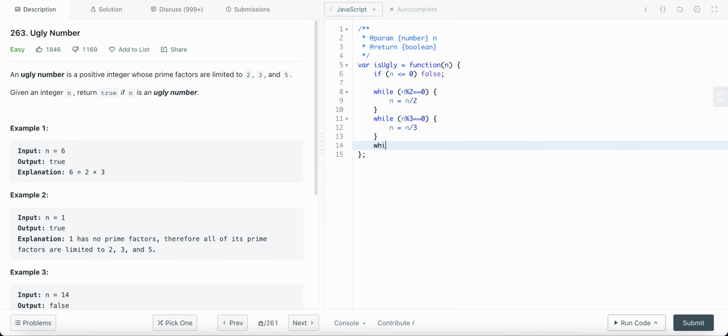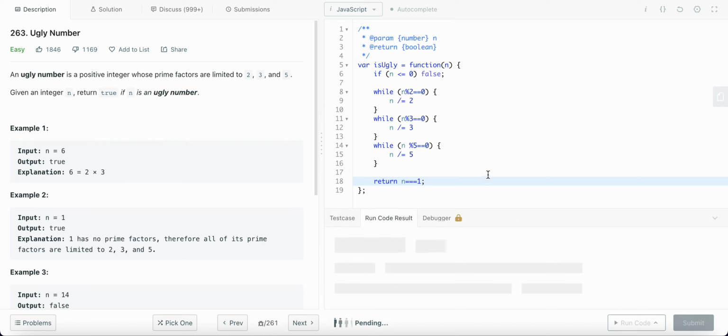Again while n is divisible by 5, we are going to update n. Okay, so basically I can do this operator here, equal to 2. And finally we are going to return true if n equals 1, right? If n is equal to 1, we are going to return true, else we are going to return false.